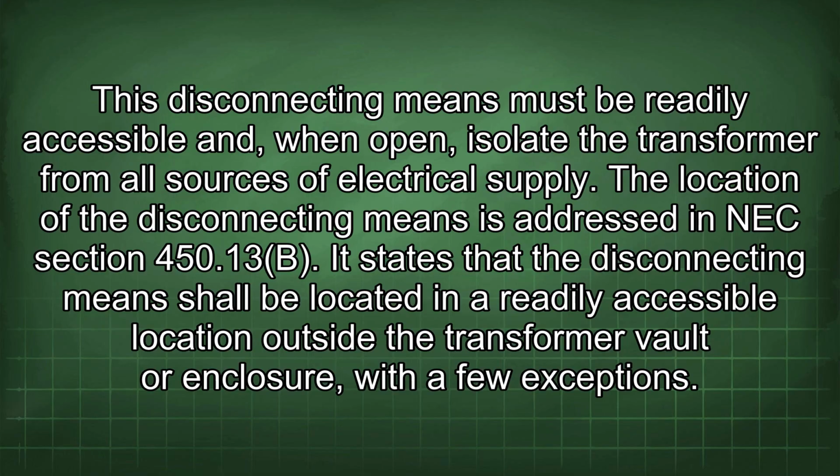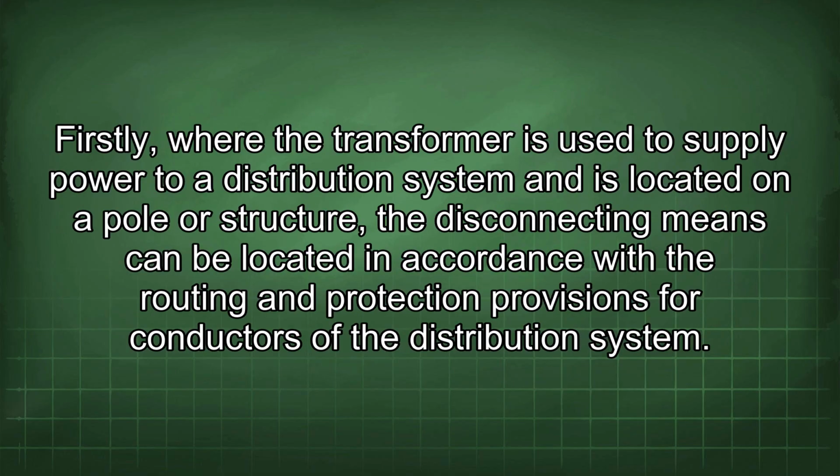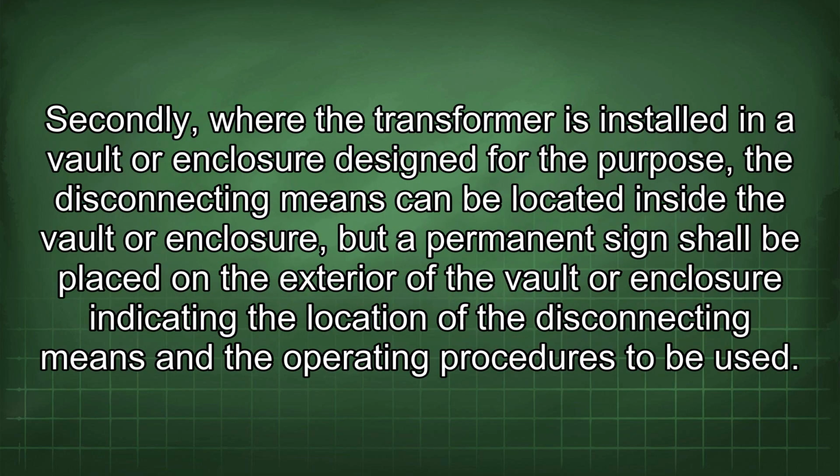450.13(b). It states that the disconnecting means shall be located in a readily accessible location outside the transformer vault or enclosure, with a few exceptions. Firstly, where the transformer is used to supply power to a distribution system and is located on a pole or structure, the disconnecting means can be located in accordance with the routing and protection provisions for conductors of the distribution system.